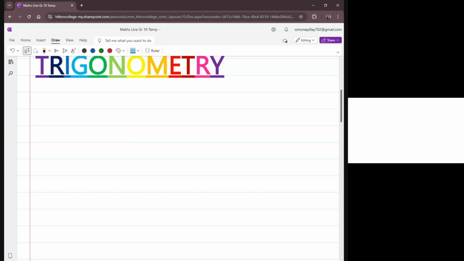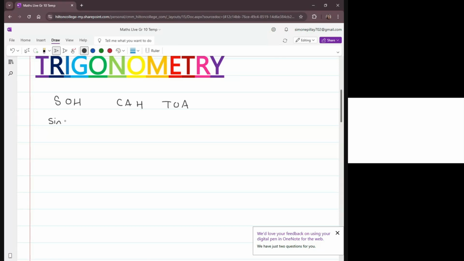The first thing that we know is that in trig we have SOH CAH TOA. What does that mean? It means that sine theta is equal to my opposite over my hypotenuse. Cos theta is equal to my adjacent over my hypotenuse. And tan theta is equal to my opposite over my adjacent.